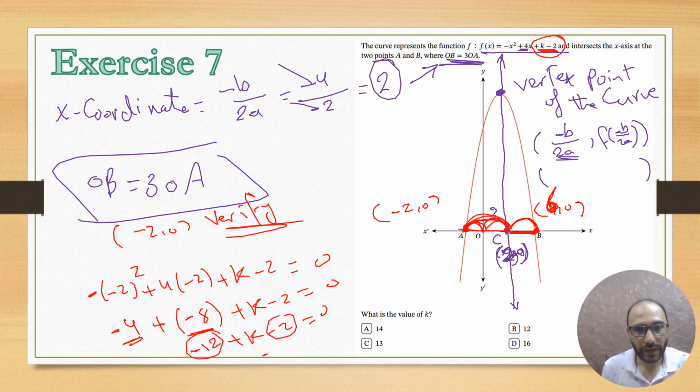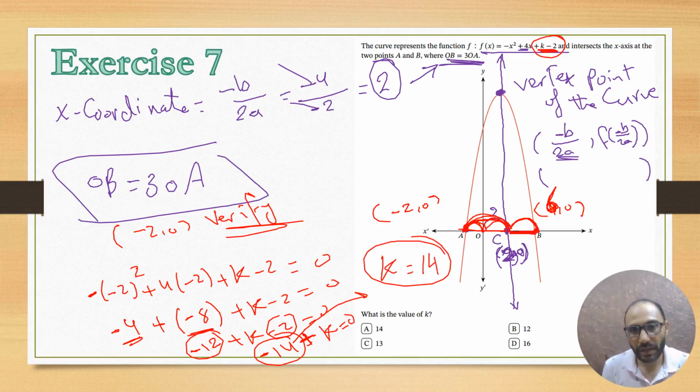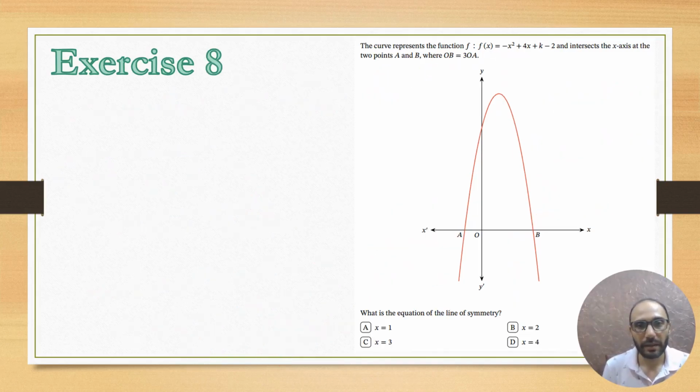-12 and -2 are together -14 plus k equals 0. Get this 14 to the other side with the opposite sign. That means k is going to be 14. Okay, also if we used the second point, which is 6 and 0, it will also satisfy the equation and get the same answer. Next question.